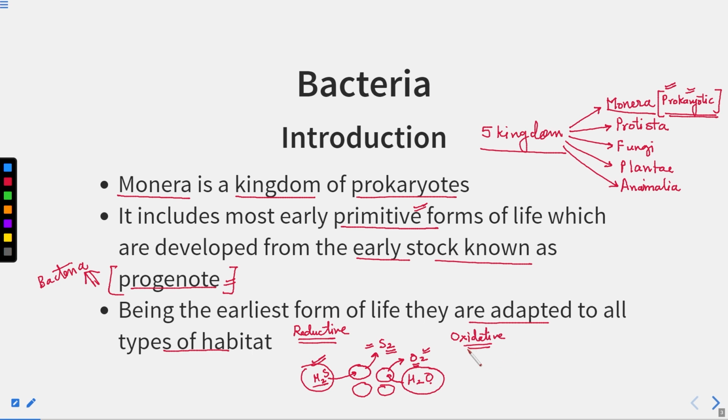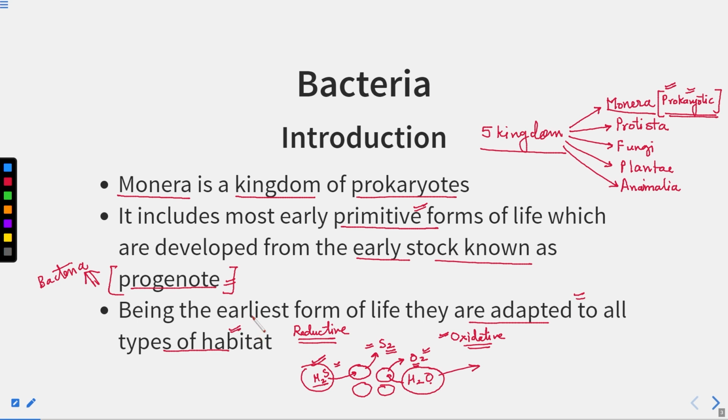right? So lots of reactions took place and there was a great change in the bacteria. The cellular organization changed, right? All that gave the next step for the evolution of organisms. Okay, so this was a very, very important step in the evolution of different types of organisms, and this organism was formed for the first time in the sea only, right? So this H2S was present in the sea water. Okay, so being the earliest form of life, they are adapted to all types of habitats.